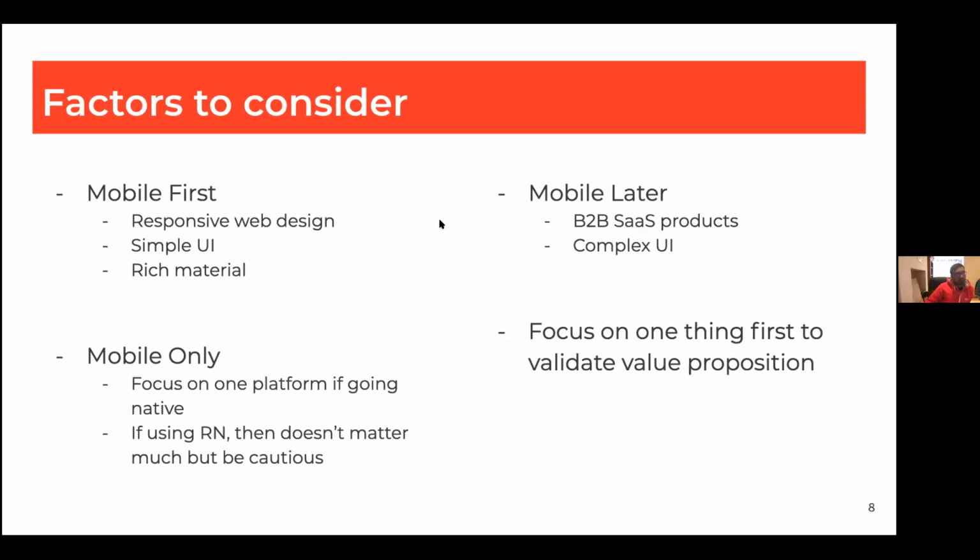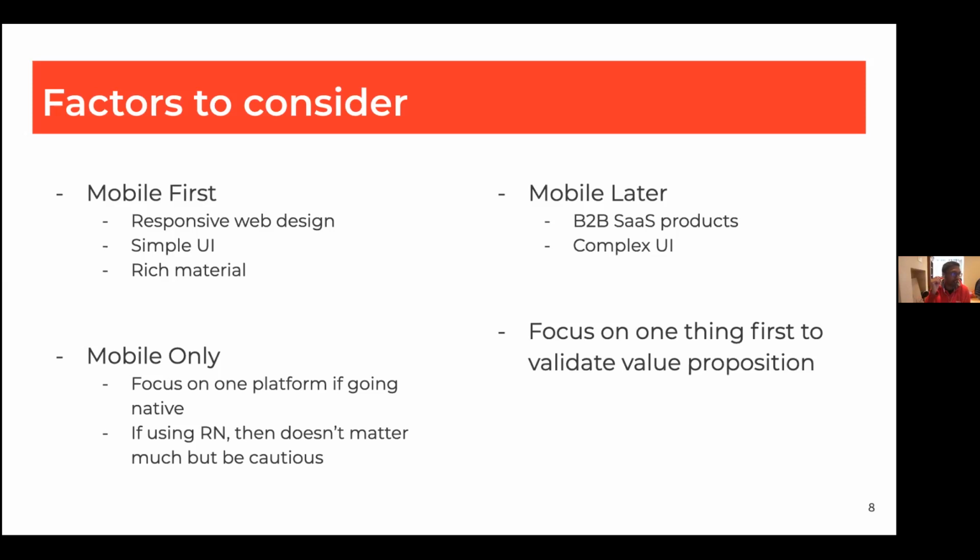Finally, I think this is one of the last bits. When you are creating a tech stack, there are multiple things to focus on, and this basically depends on the type of users you're going to provide your product to. You could have mobile first users, mobile only users, or mobile later users, and those are the three. But my recommendation is that you focus on just one thing to validate your value proposition if you're building an MVP.